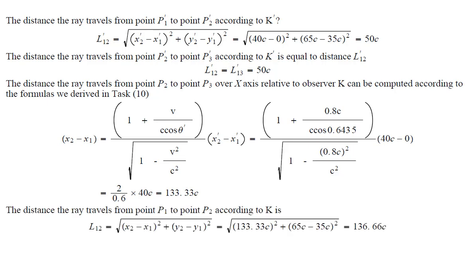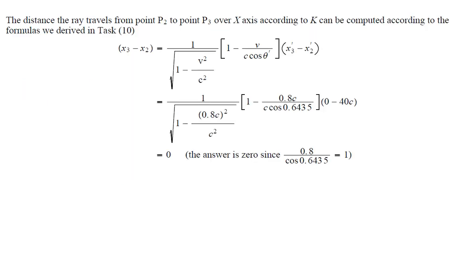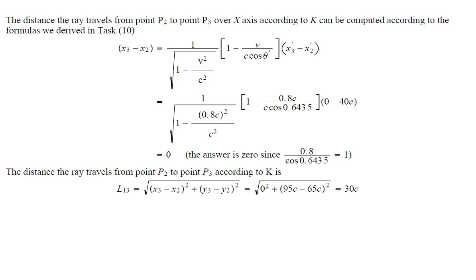The distance the ray travels from point P1 to point P2 according to k is L12 equals 136.66 c meters. The distance the ray travels from point P2 to point P3 over the x-axis according to k can be computed according to the formulas we derived in Task 10 and is found to be x3 minus x2 equals 0. The distance the ray travels from point P2 to point P3 according to k is L13 equals 30 c meters.